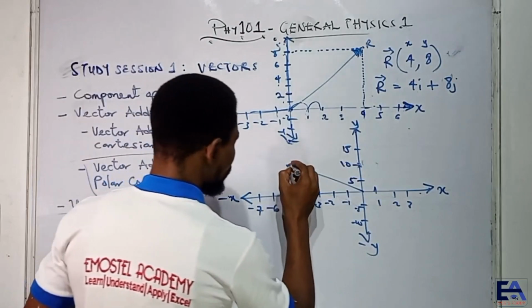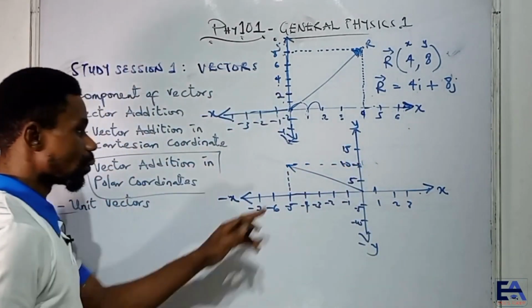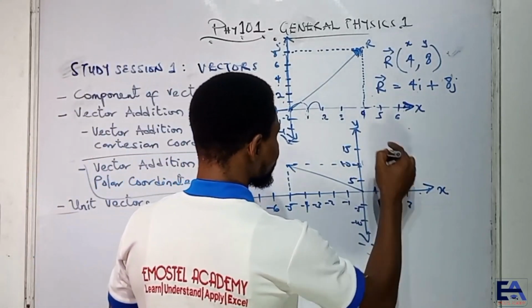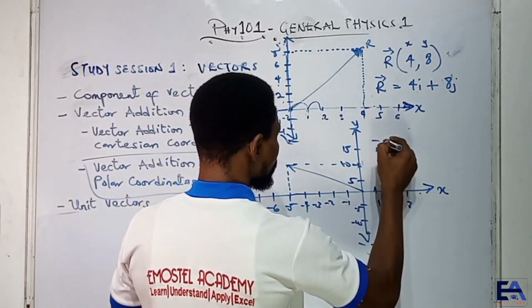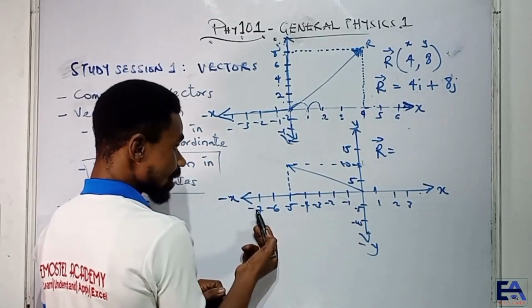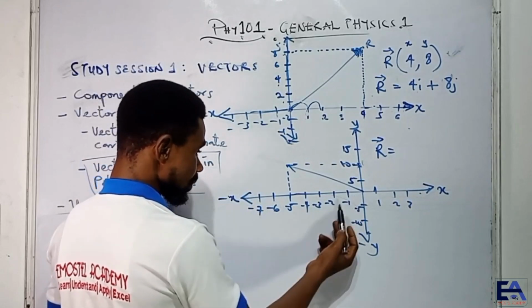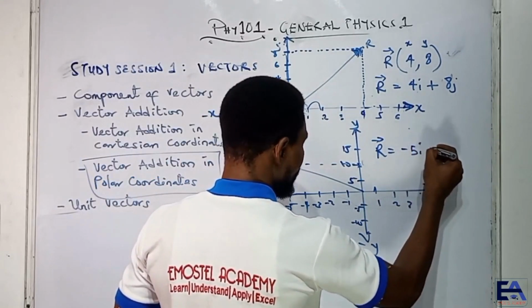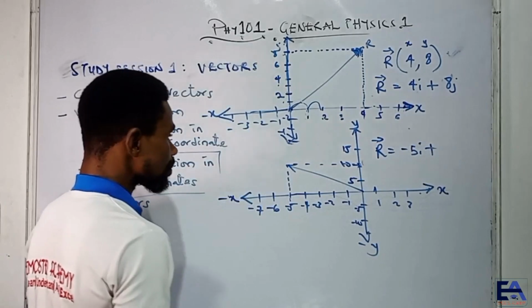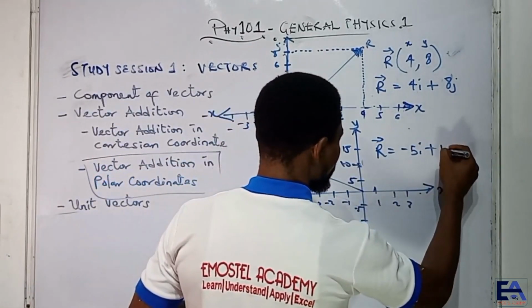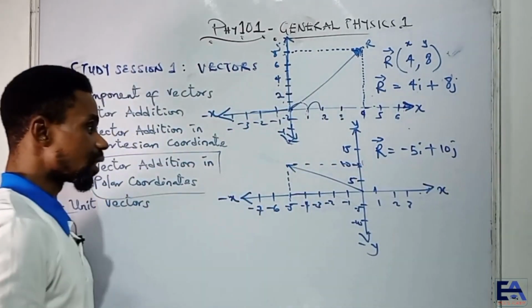And so let's say when we trace this one to the y-axis, we got 10. We represent this vector as what? As vector r is equal to what? How many i represent the unit vector across the x-axis. So it falls on the fifth one. So we have minus 5i plus what? How many j? 10j. Okay? Plus 10j. Got it?